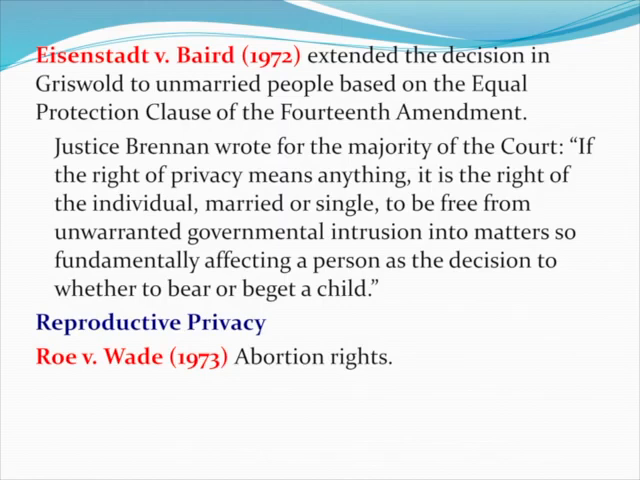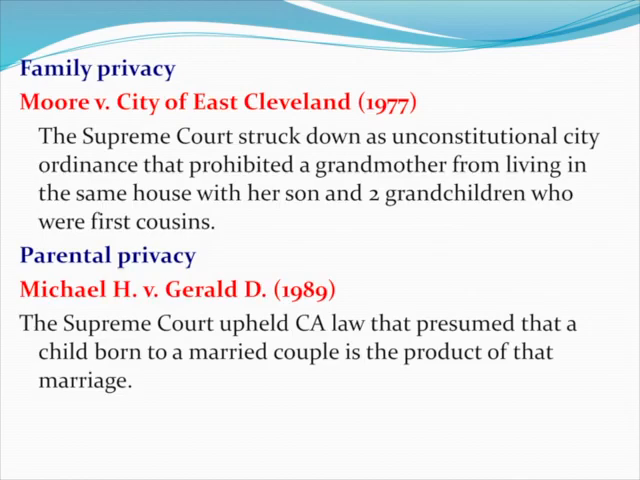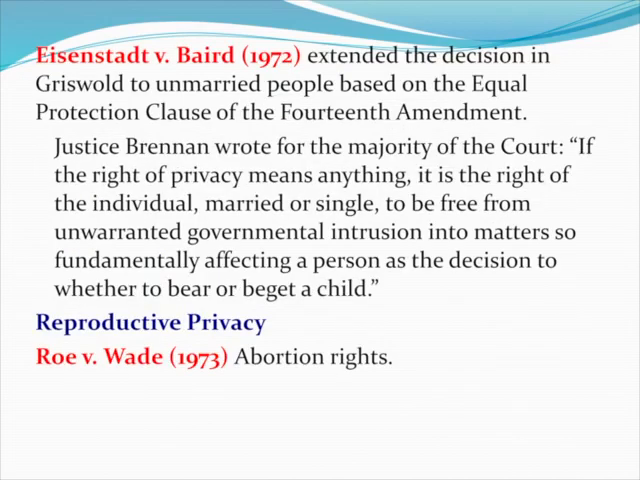We are clear. But the court was not done yet. Privacy, you see, is a philosophically very amorphous concept. What does it really mean? And if it's philosophically amorphous, you can understand that it's also going to be legally amorphous or ambiguous. Exactly what is privacy? And the court, as time went by, determined that in fact privacy means that there are different distinct zones of privacy, like reproductive privacy, family privacy, parental privacy. Let's look at some of the cases.